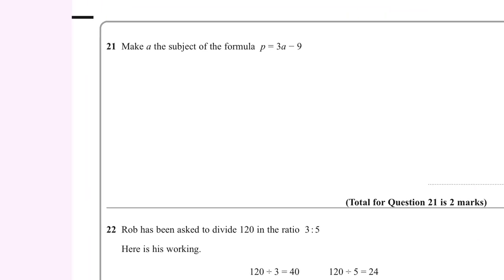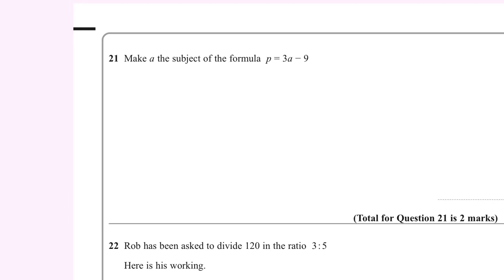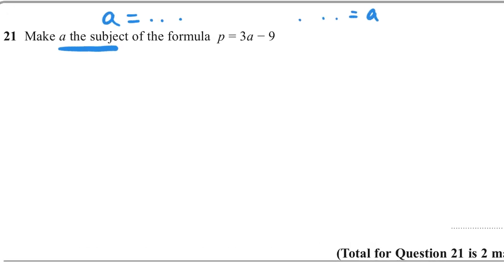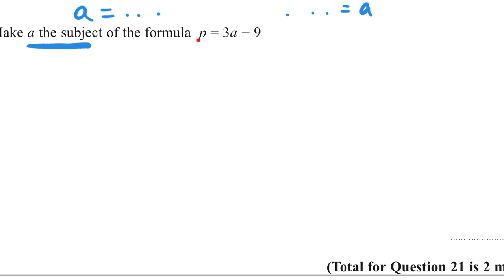Okay, 21. Make A the subject of the formula. P equals 3A take away 9. All that means is get to the point where it's A equals something, or if it's on the other side, something equals A. So aim of the game, look at your formula. We need to pick which side is going to be the side for the A's. I would just use whatever side the A's are already on. So I just rewrite the formula out, underneath, a bit bigger.